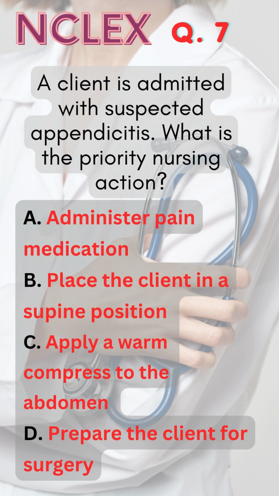Question: a client is admitted with suspected appendicitis. What is the priority nursing action? A. Administer pain medication. B. Place the client in a supine position. C. Apply a warm compress to the abdomen. D. Prepare the client for surgery.